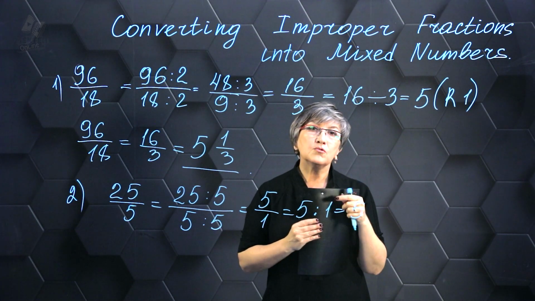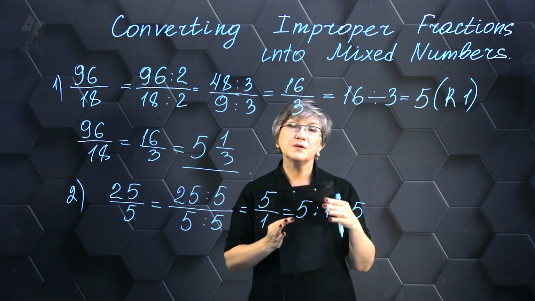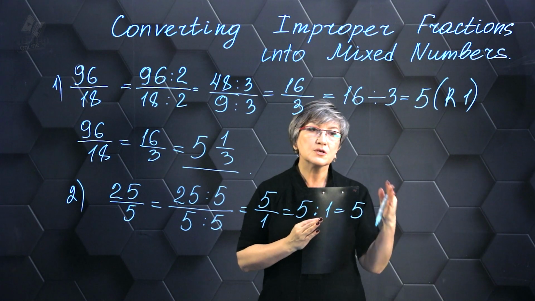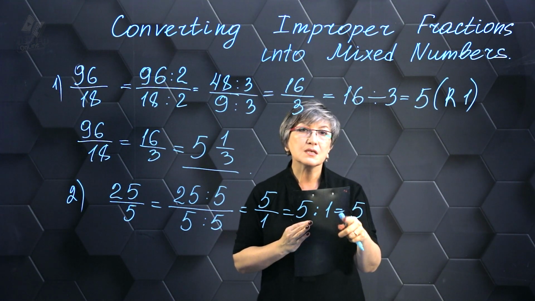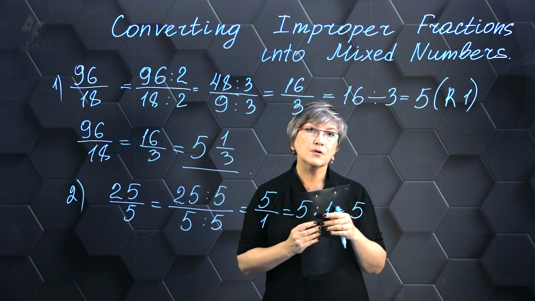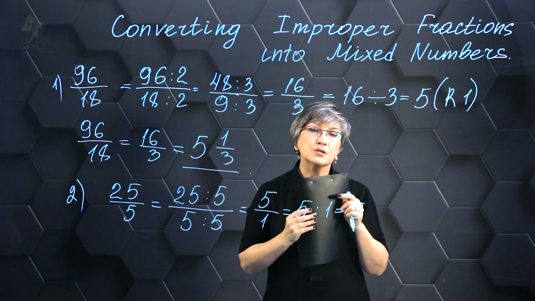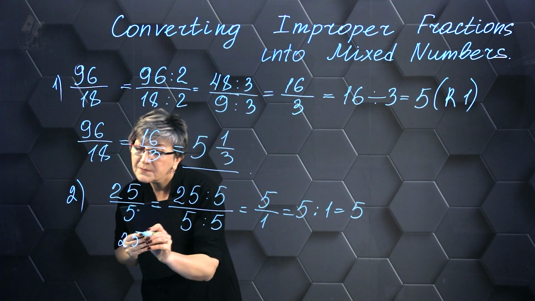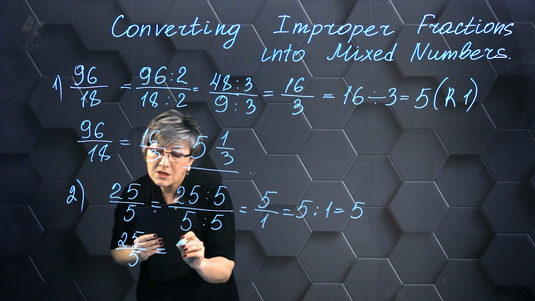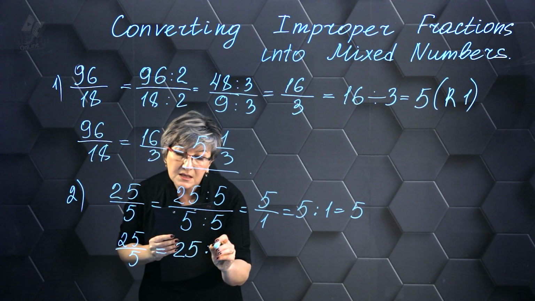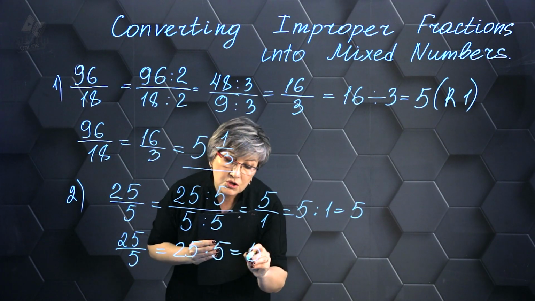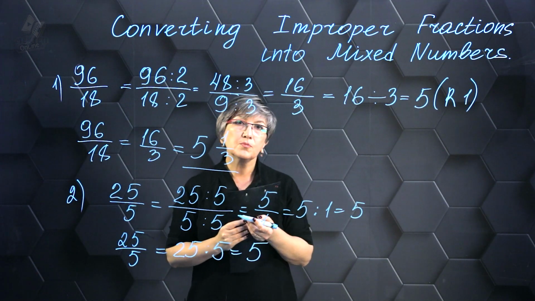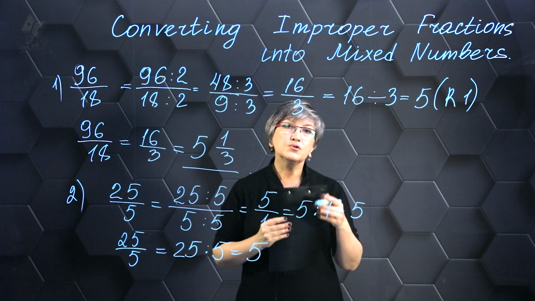Hence, do not be surprised that when you translate an improper fraction into a mixed number, you will ultimately end up with just a whole number. It is possible. We can approach it in a slightly different manner. We have 25/5 available. I can just write down 25 divided by 5, and I will also end up with just the number 5. So this will be a whole number.